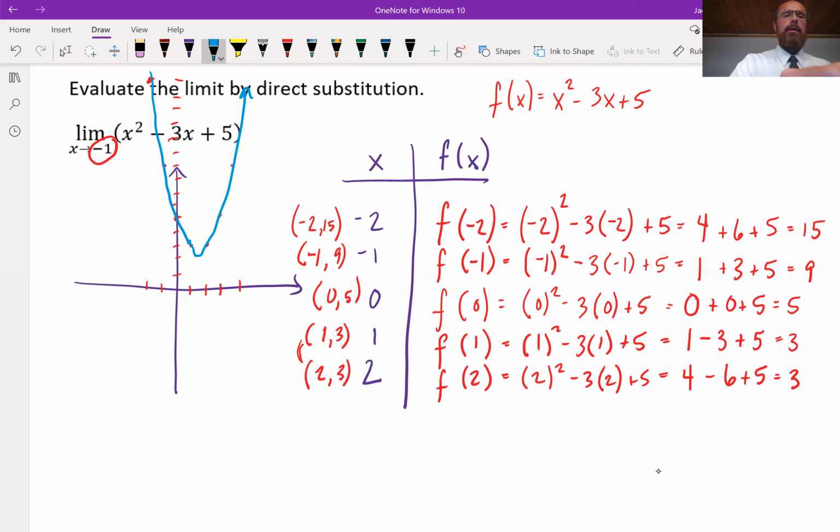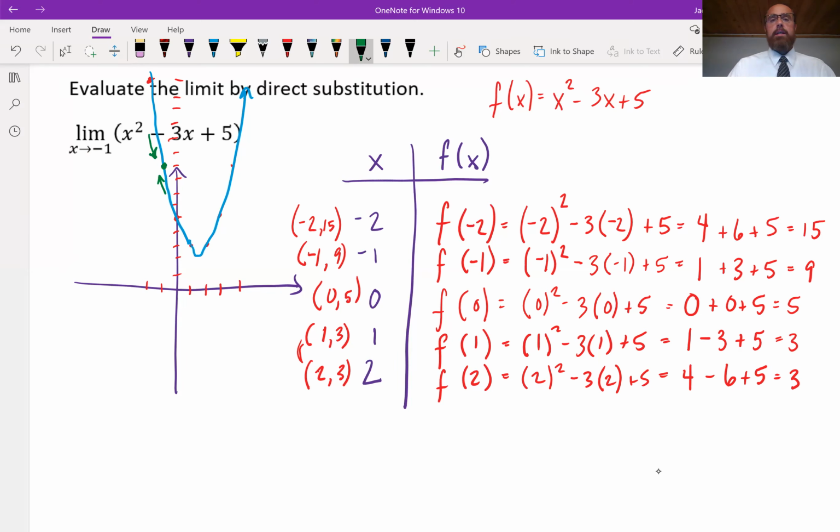Now for the limit, what we're interested in is negative 1, x value of negative 1. So that's here on the graph. And just like we saw with those 2 previous linear examples, what we're interested in when we're saying the limit as x approaches negative 1, the question really is, what is the y value approaching as x gets close to negative 1 from the left? What's the y value getting close to as x approaches negative 1 from the right?